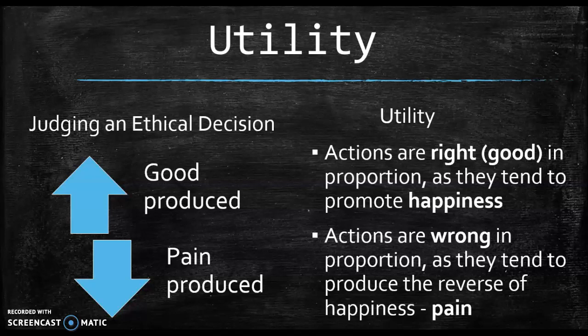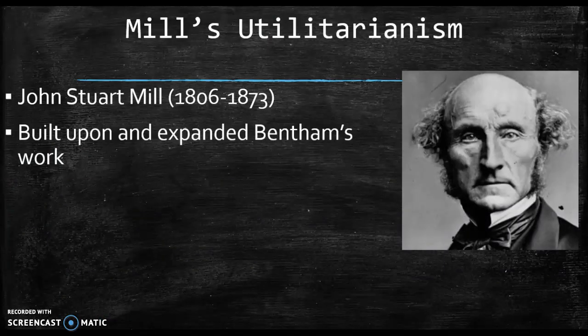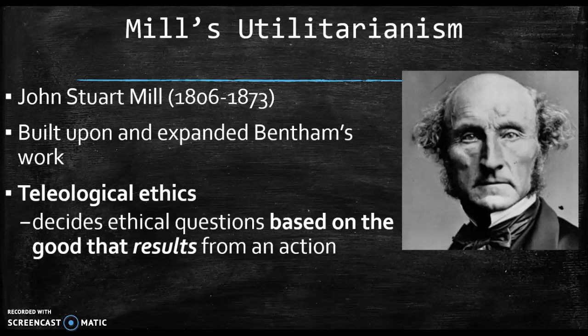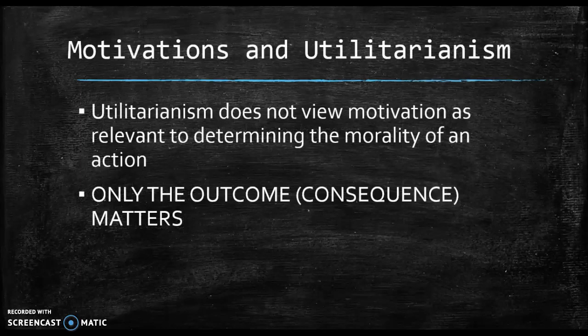One way to look at this, if you had to sum up this philosophy in one phrase, is the greatest good for the greatest many. So if something helps a majority, 50% plus one, then it is good. That is the view here. You also get this from John Stuart Mill, who expands upon the work of Bentham. We call this teleological ethics, based on the good that results. Again, same thing, by consequences.